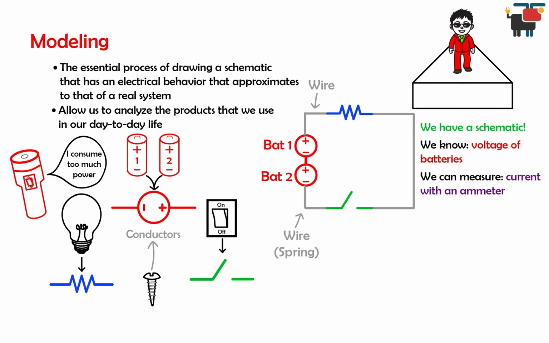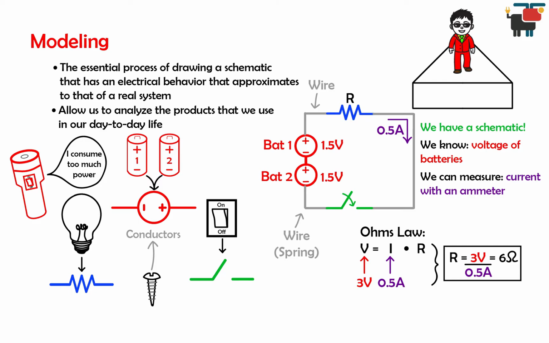Let's suppose we have 2 1.5 volt batteries. We close the switch and we measure a current of 0.5 amps. What is the resistance of the light bulb? Ohm's law tells us that voltage is current times resistance. Since we have 2 1.5 volt batteries in series, the voltage across the resistor is 3 volts. The current was measured to be 0.5 amps. Then dividing 3 volts by 0.5 amps gives us a resistance of 6 ohms for the light bulb.